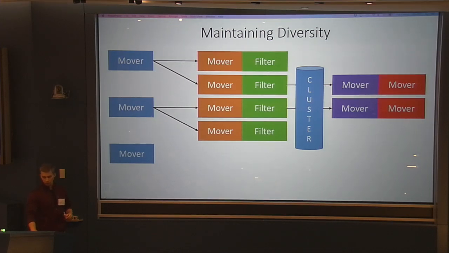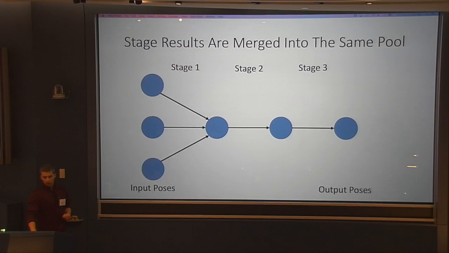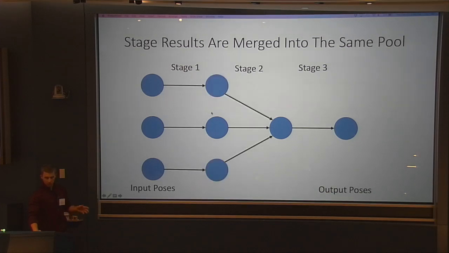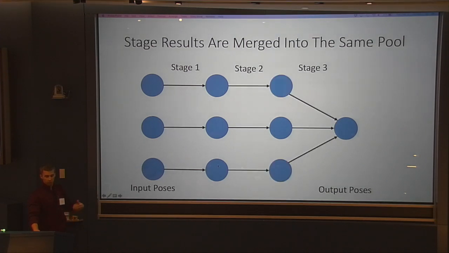And between each stage, you give one or multiple input poses, and by default, all of the results are merged into the same pool of results. You can also elect to define when that happens. So maybe after your first few movers, you're not quite ready to combine them into one pool. You'll just keep them evenly dispersed, and then you can choose when they all get put into the same pool, and will no longer be distinguishable.